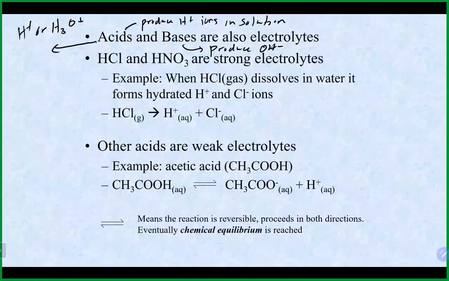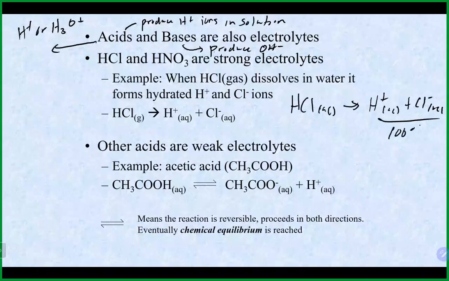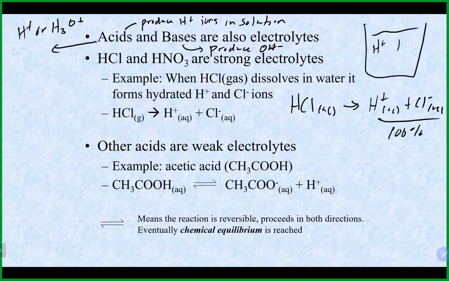So hydrochloric acid and nitric acid are strong electrolytes. When they are in solution, they 100% break apart into the ions. So if you had a hydrochloric acid solution, H+ and Cl-, 100% of what you have in that solution are those ions, which means you just created a solution that has a lot of H+. And that's why it's considered a really strong electrolyte, because it's able to produce a lot of H+ really quickly in solution.